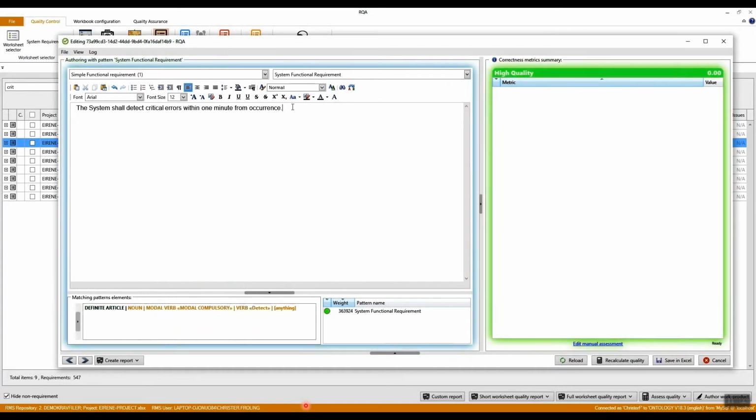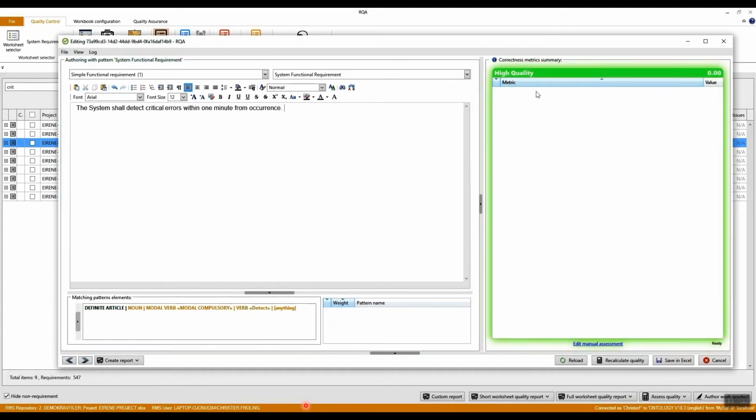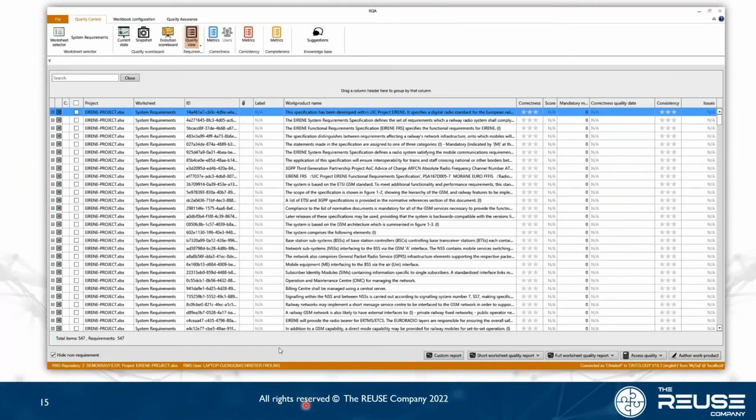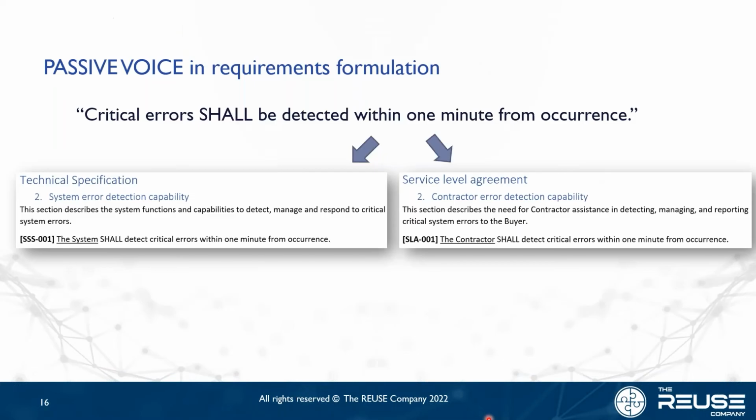Critical errors shall be detected within 1 minute from occurrence. And now it's perfectly fine, both when it comes to fitting the pattern, but also when it comes to not having passive voice. And that's exactly what I mean. You should try to avoid passive voice. And now it's fine. Now it's a 3-star requirement. So now we can continue to the rest of your requirements, or you can just, like in this instance, quit the demo. I still have 114 requirements to fix, but I will do that another day.